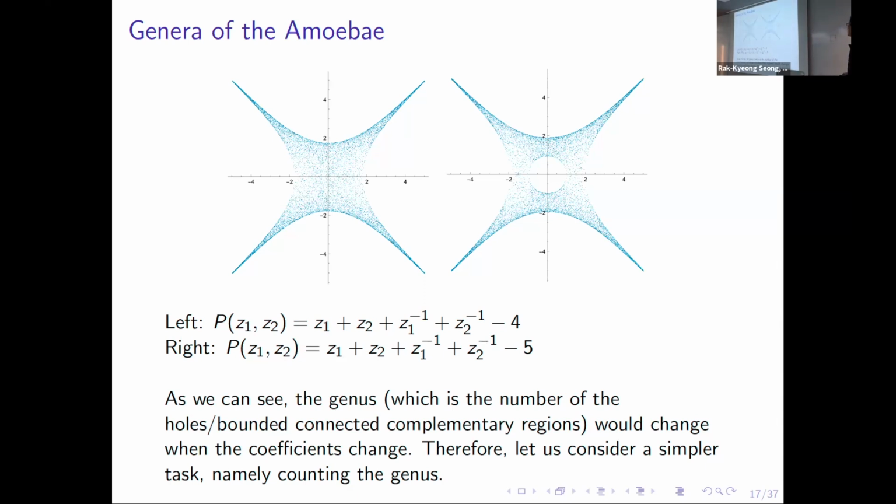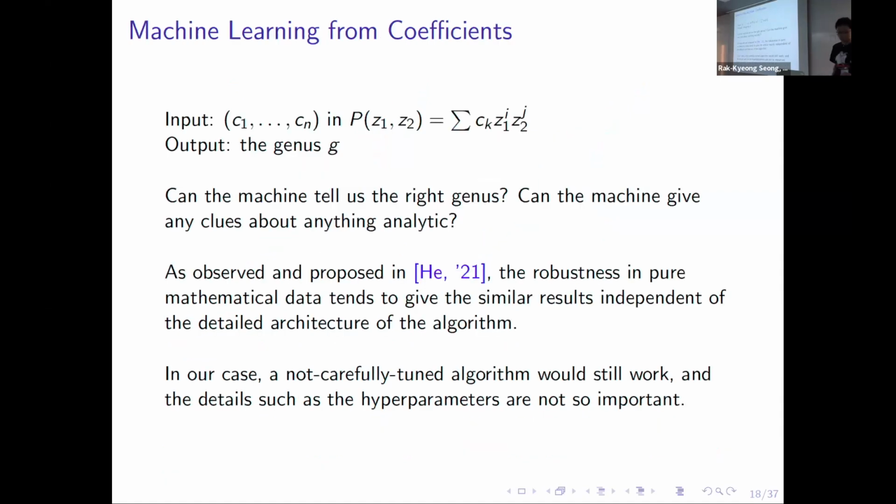So here we're just going to consider this simpler problem, namely counting the genus, which is the number of holes. So now the inputs would be, of course, the coefficients from the polynomial, and the output will be the genus. So our question is whether the machine can tell us the right genus, and also can we find any clues if we want to really get some expressions to determine the genus.